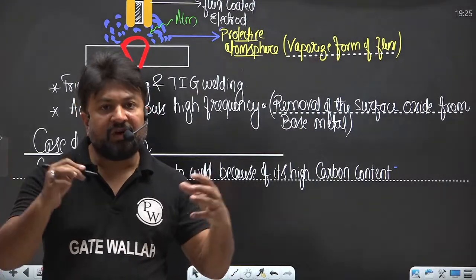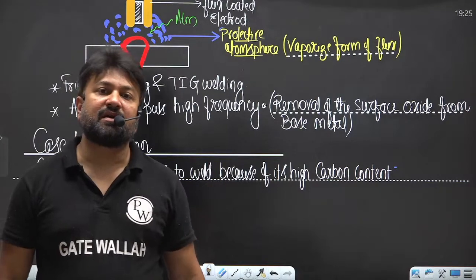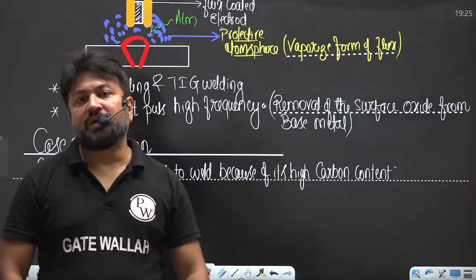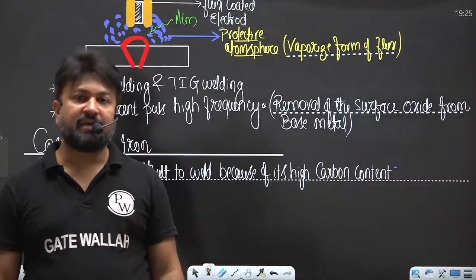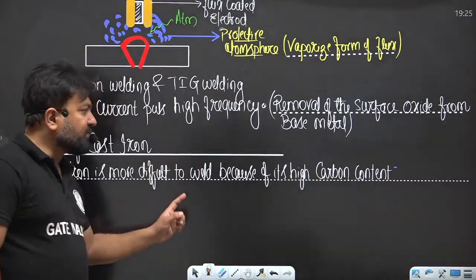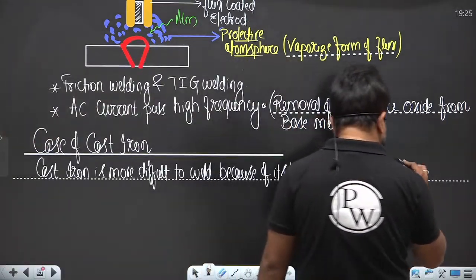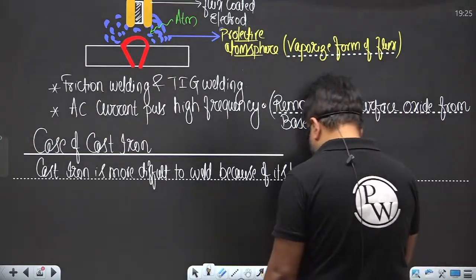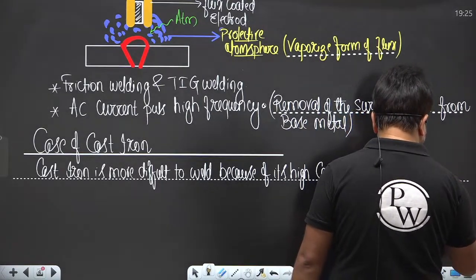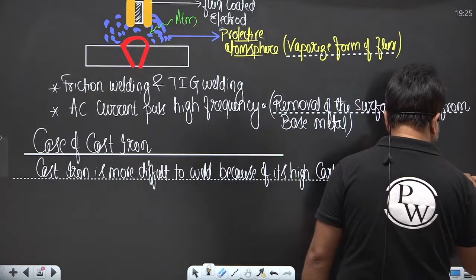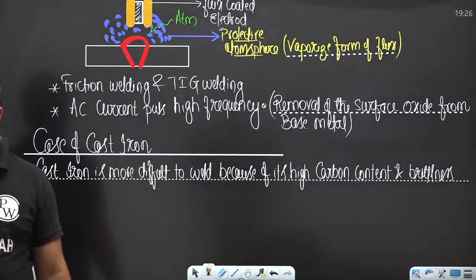Now, because of the high carbon content, poor fusion will occur. Poor fusion in the weld pool. If the fusion is not proper, then the joint is brittle. Right. So, because of high carbon content and brittleness, you will get poor joint quality.